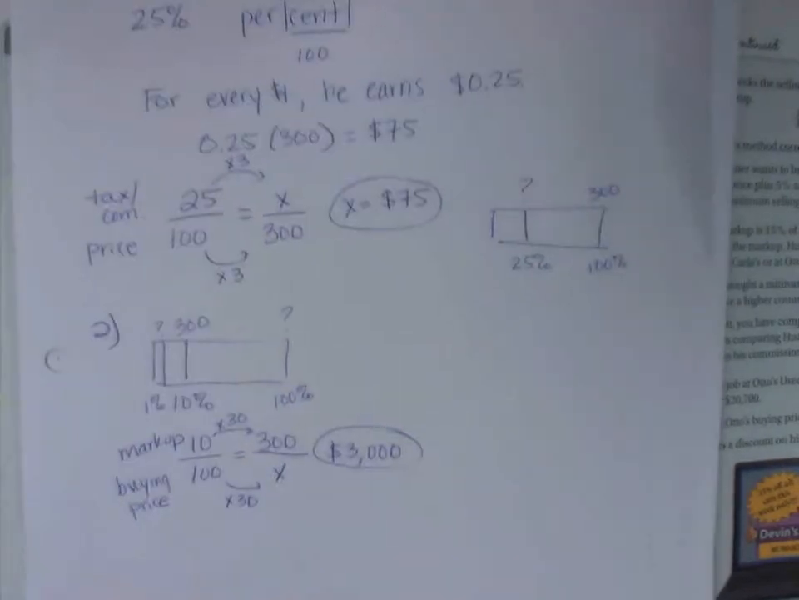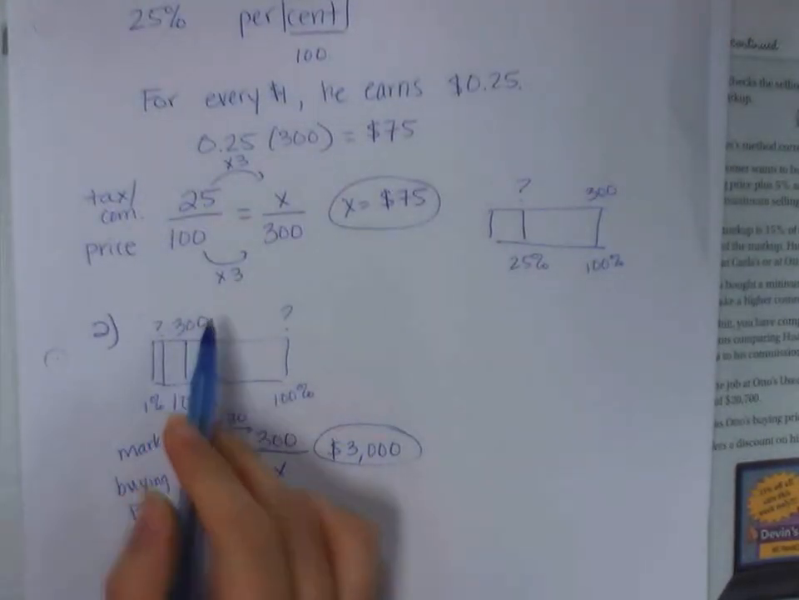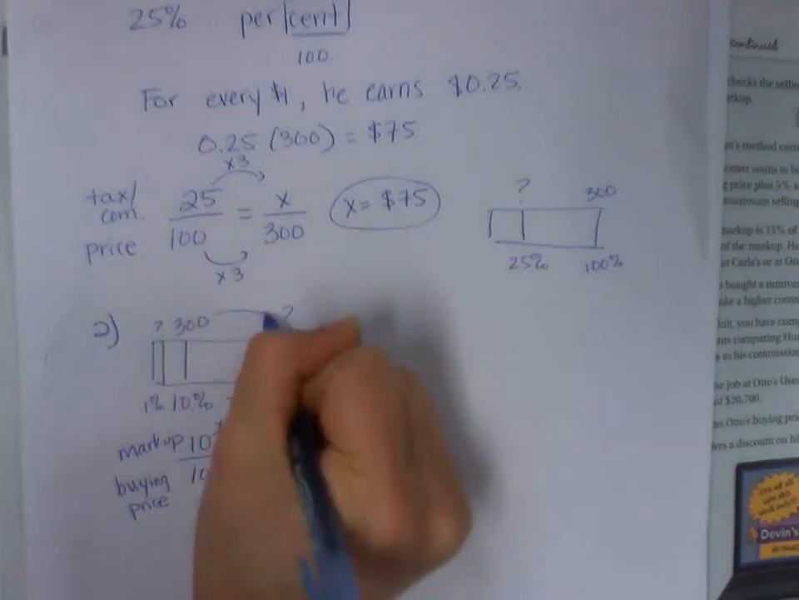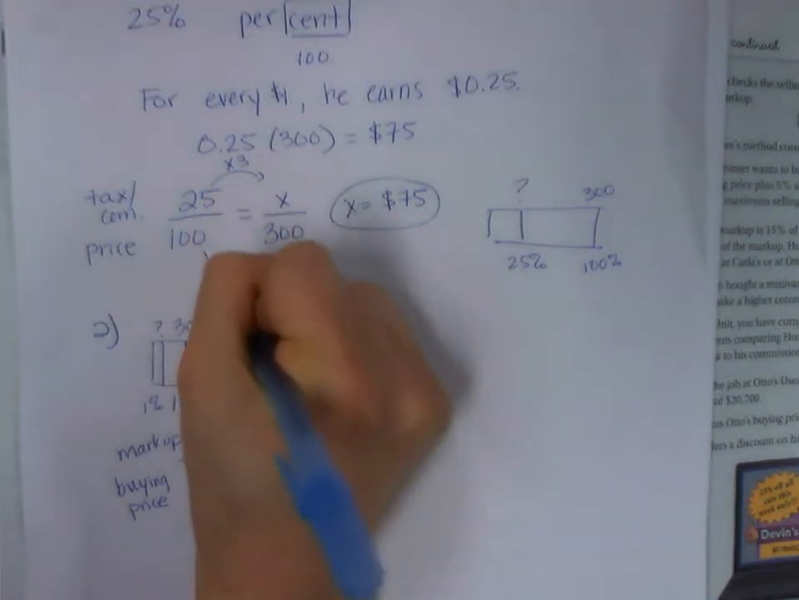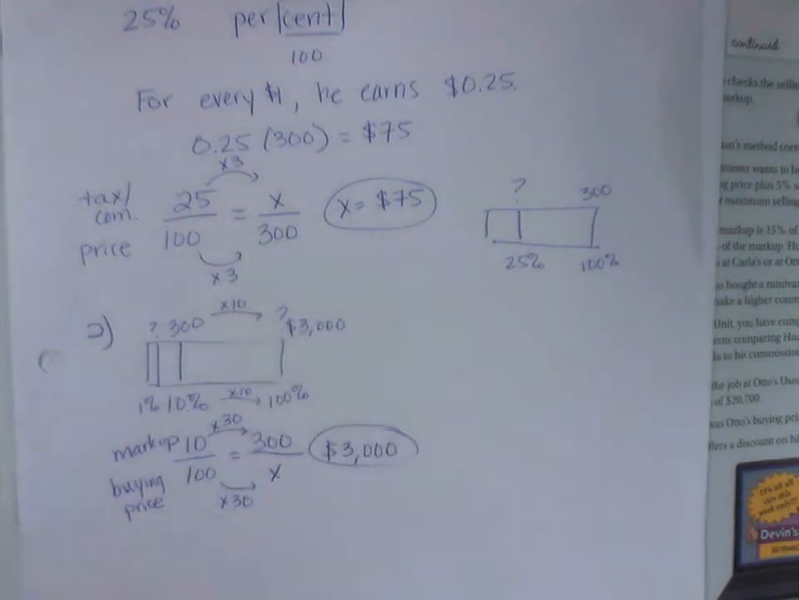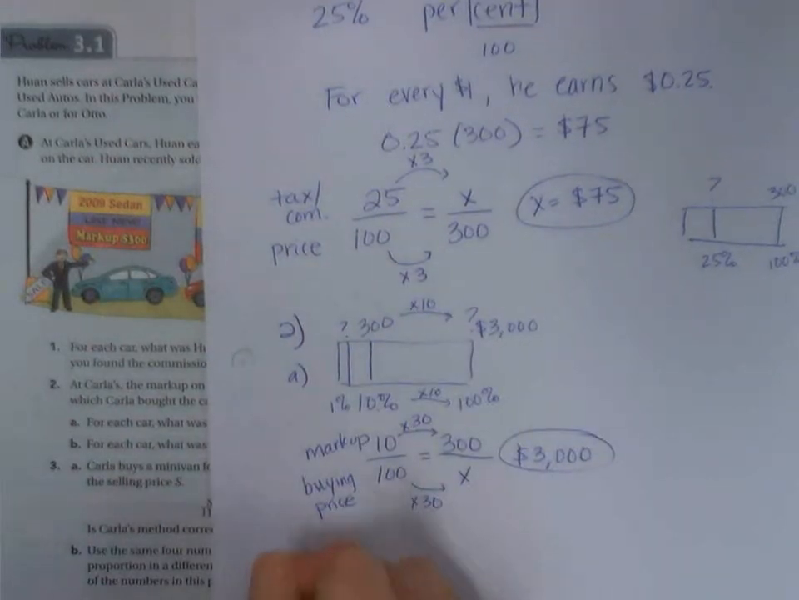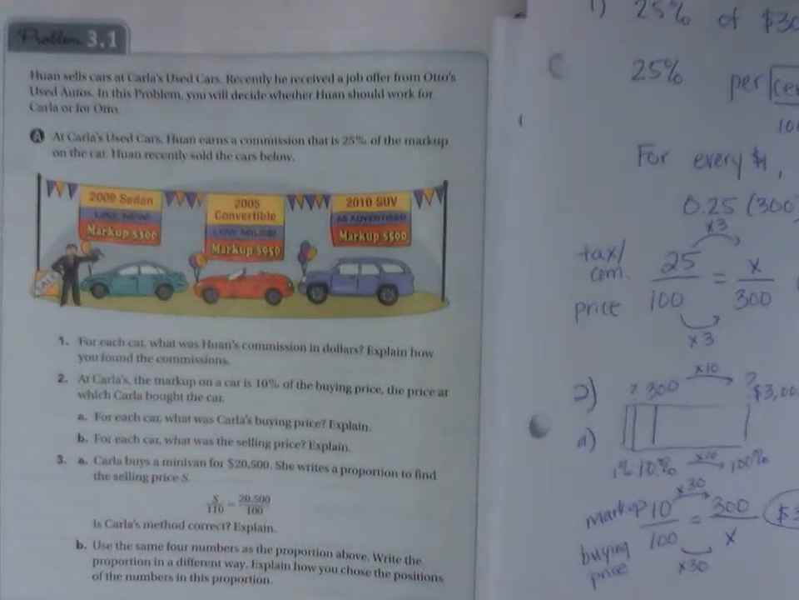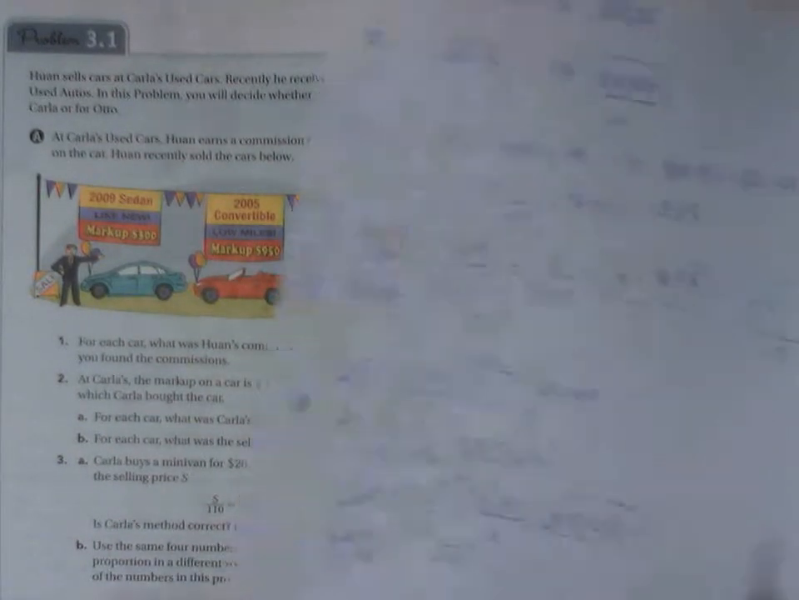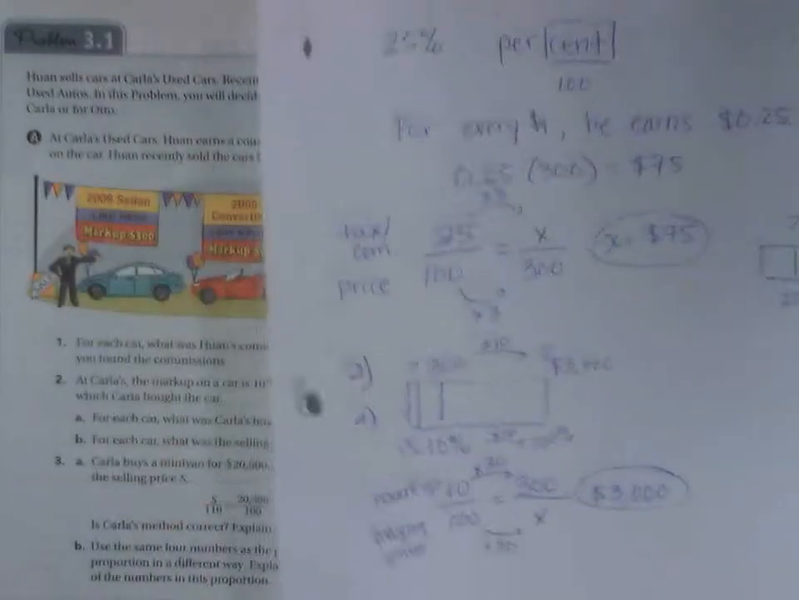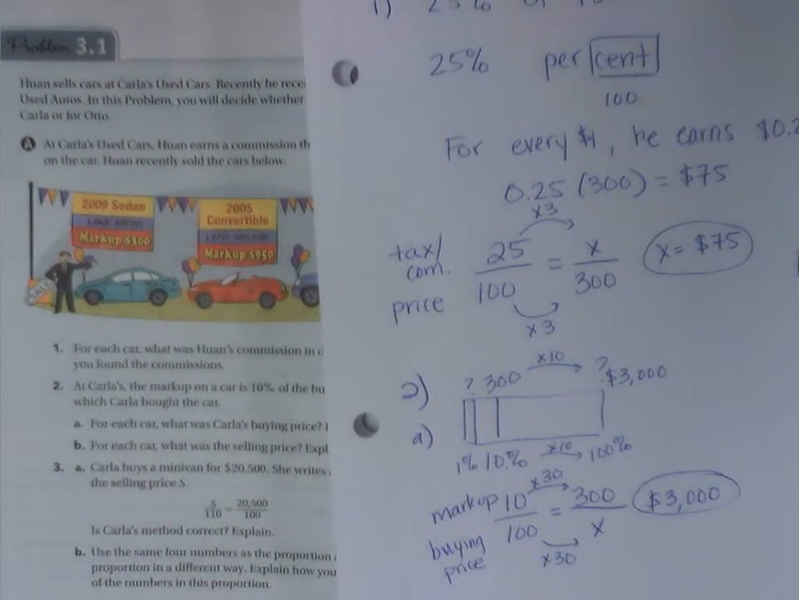Other students are kind of thinking about this picture, and they say, well, 10% is 300, and I know 10% times 10 is 100. So 300 times 10 must be my answer of $3,000. So that's 2A. Then on 2B, for each car, what was the selling price? Explain. So obviously Carla's not going to sell her car for $3,000. She wants to make some money. So she's going to mark up the car $300 so that she makes some money.